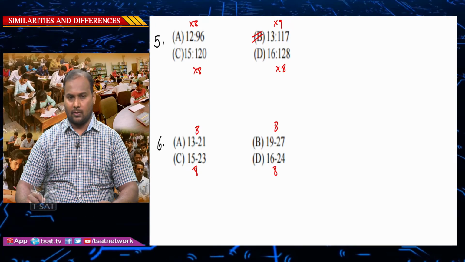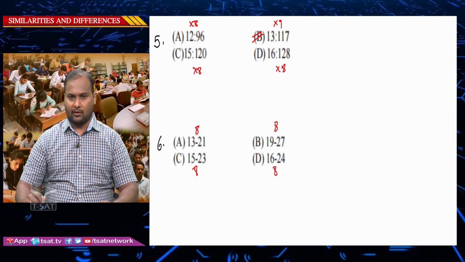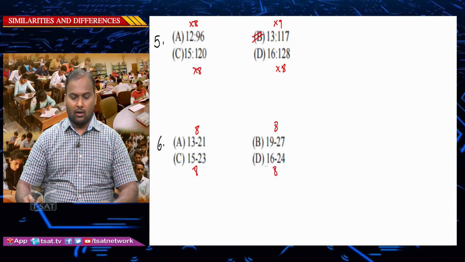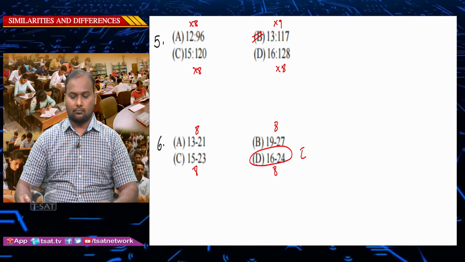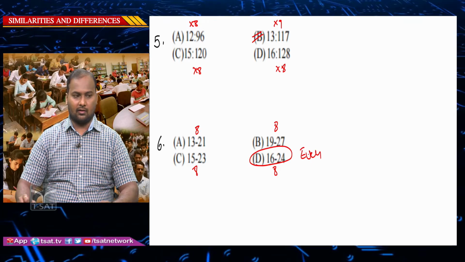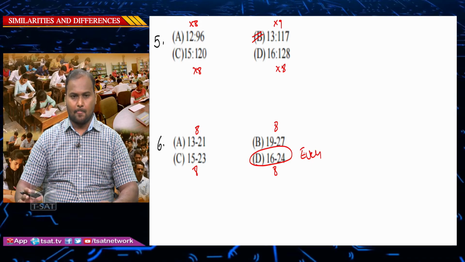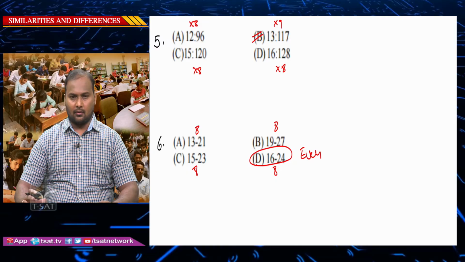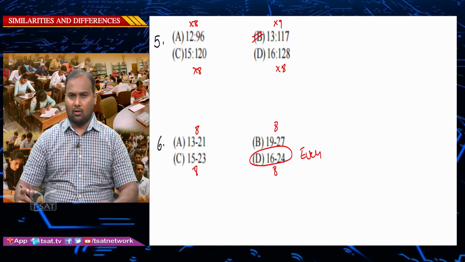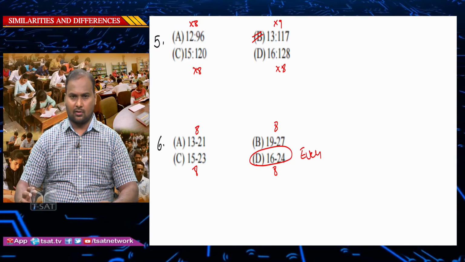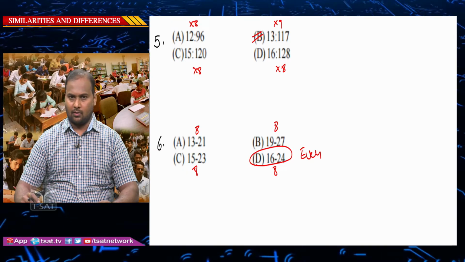If you observe carefully, we already talked about this particular logic. Only option D is even. Only option D is even. And you see the remaining ones, options A, B and C, have odd numbers. So here the logic is based upon odd numbers and even numbers.